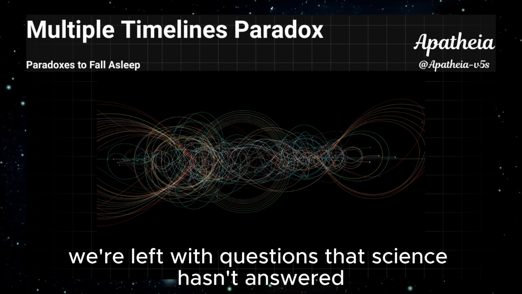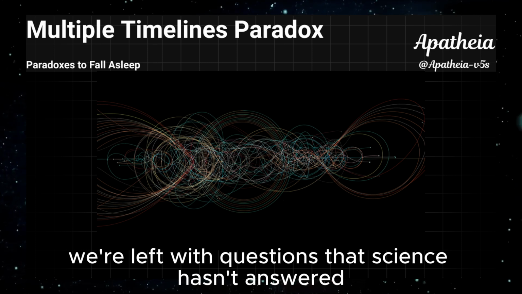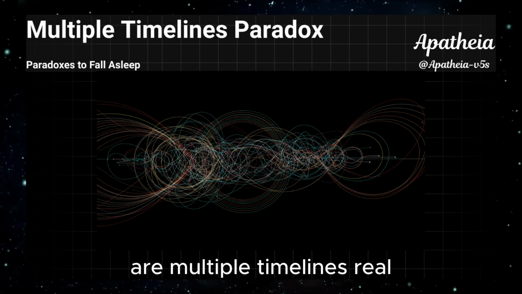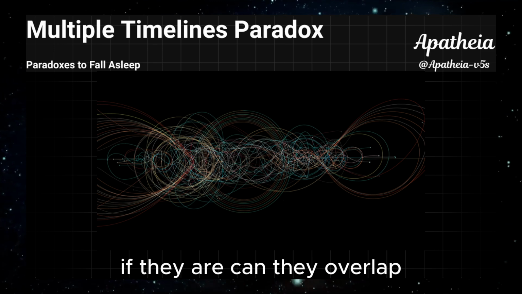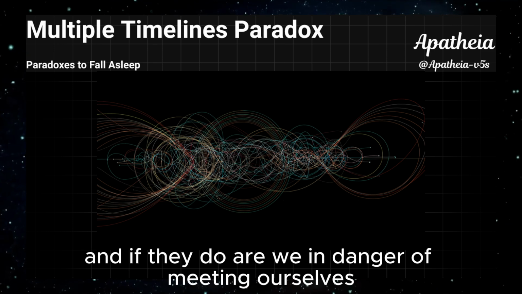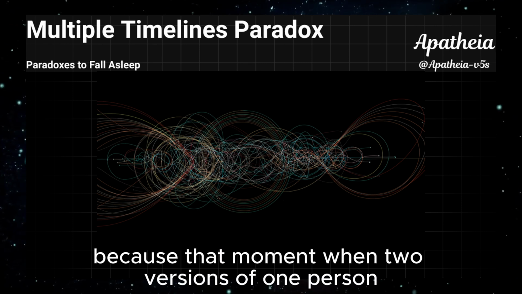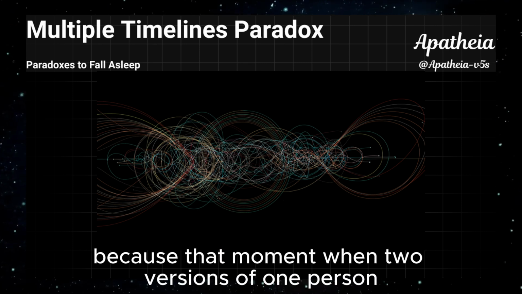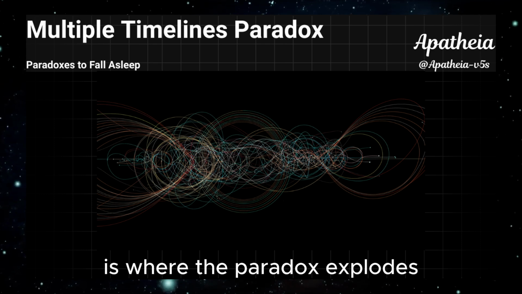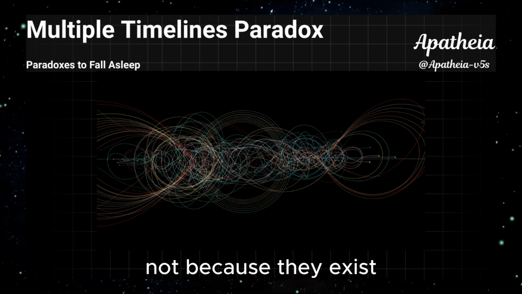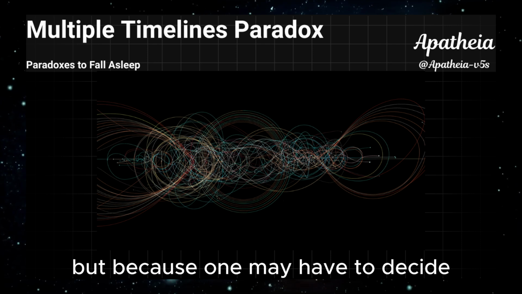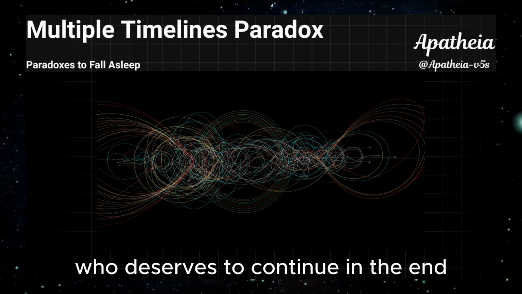And in real life, we're left with questions that science hasn't answered. Are multiple timelines real? If they are, can they overlap? And if they do, are we in danger of meeting ourselves? Because that moment, when two versions of one person look into each other's eyes, is where the paradox explodes. Not because they exist, but because one may have to decide who deserves to continue.